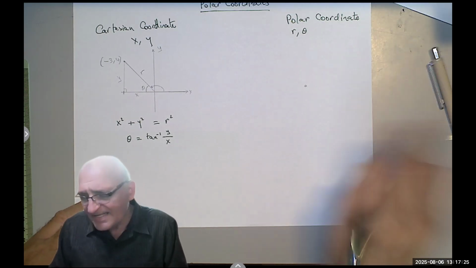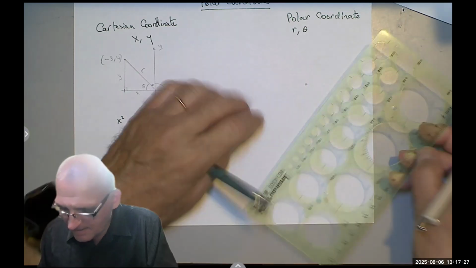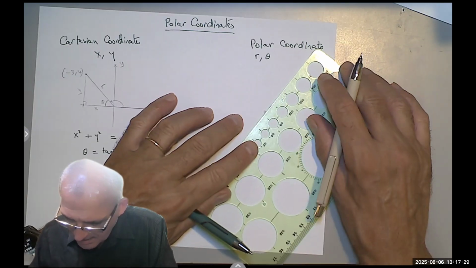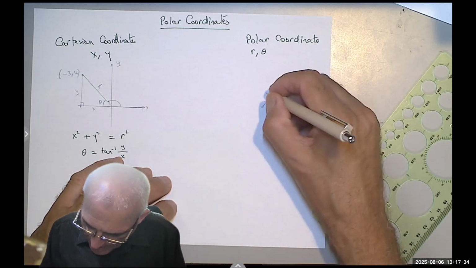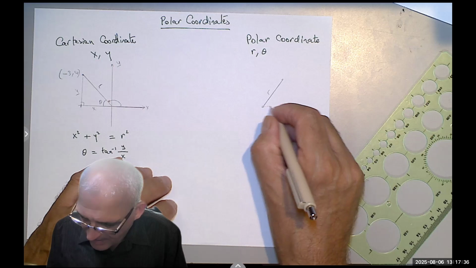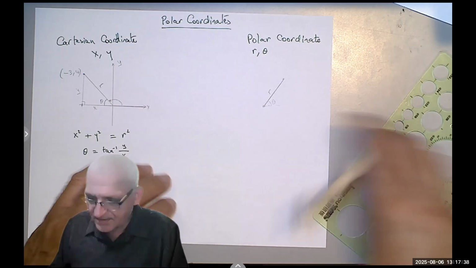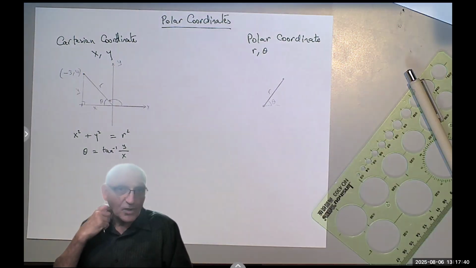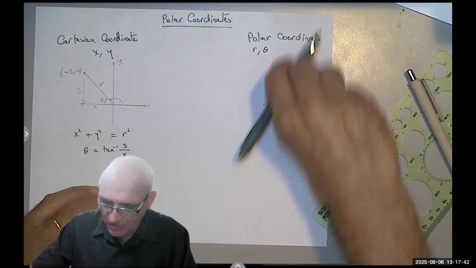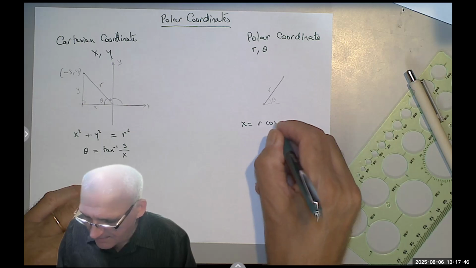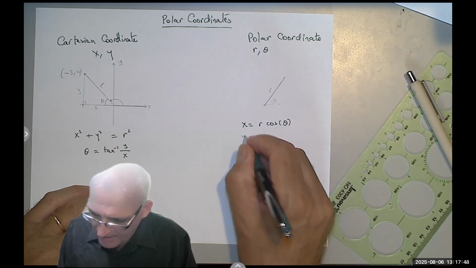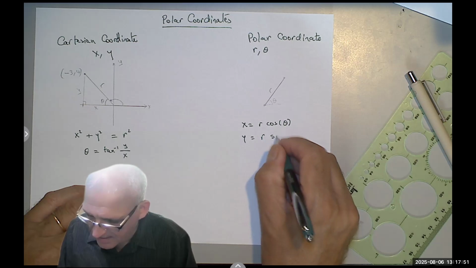So what if I give you an r and a theta in the polar coordinates? So I tell you r and I give you theta. Let's say we are in the first quadrant. How would you find x and y? Again, very easily. You know that x is r cosine theta and y is r sine theta.